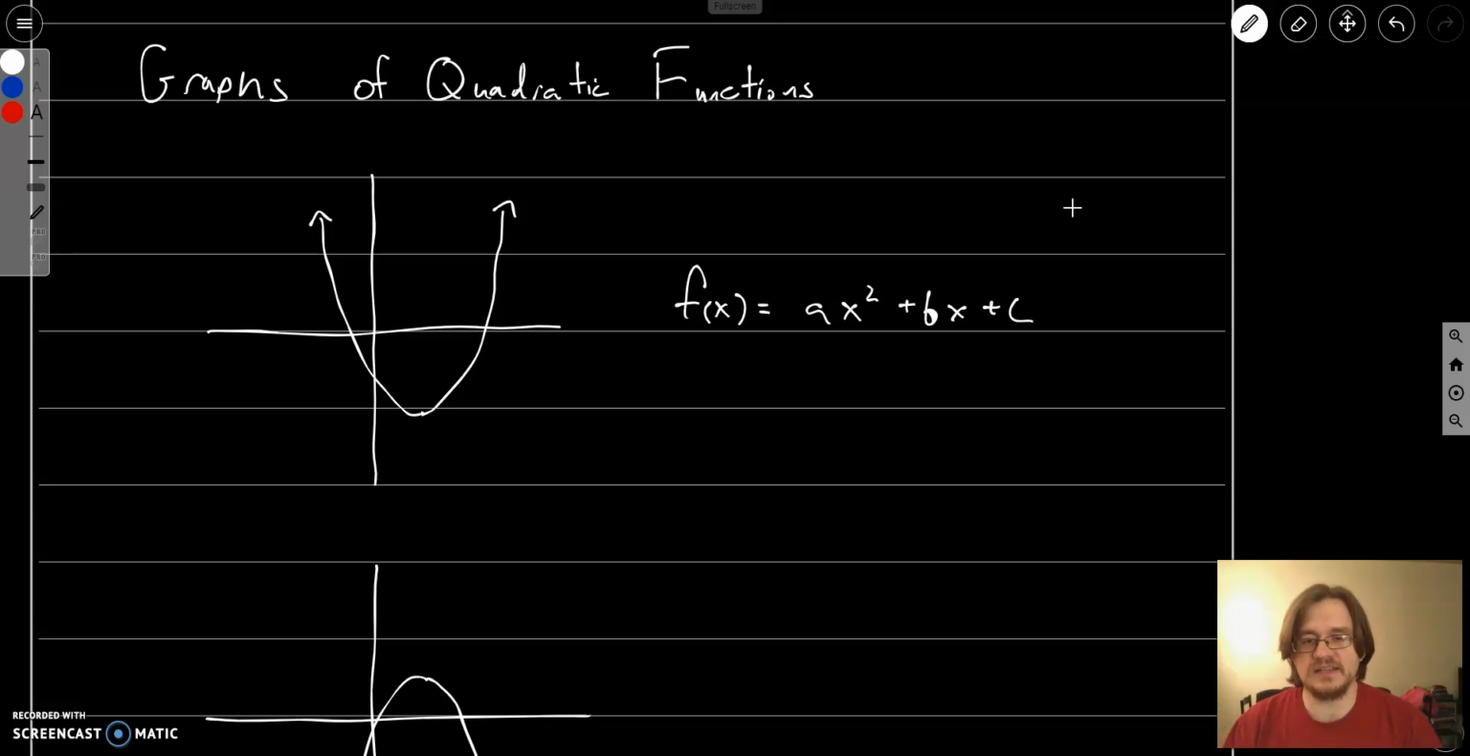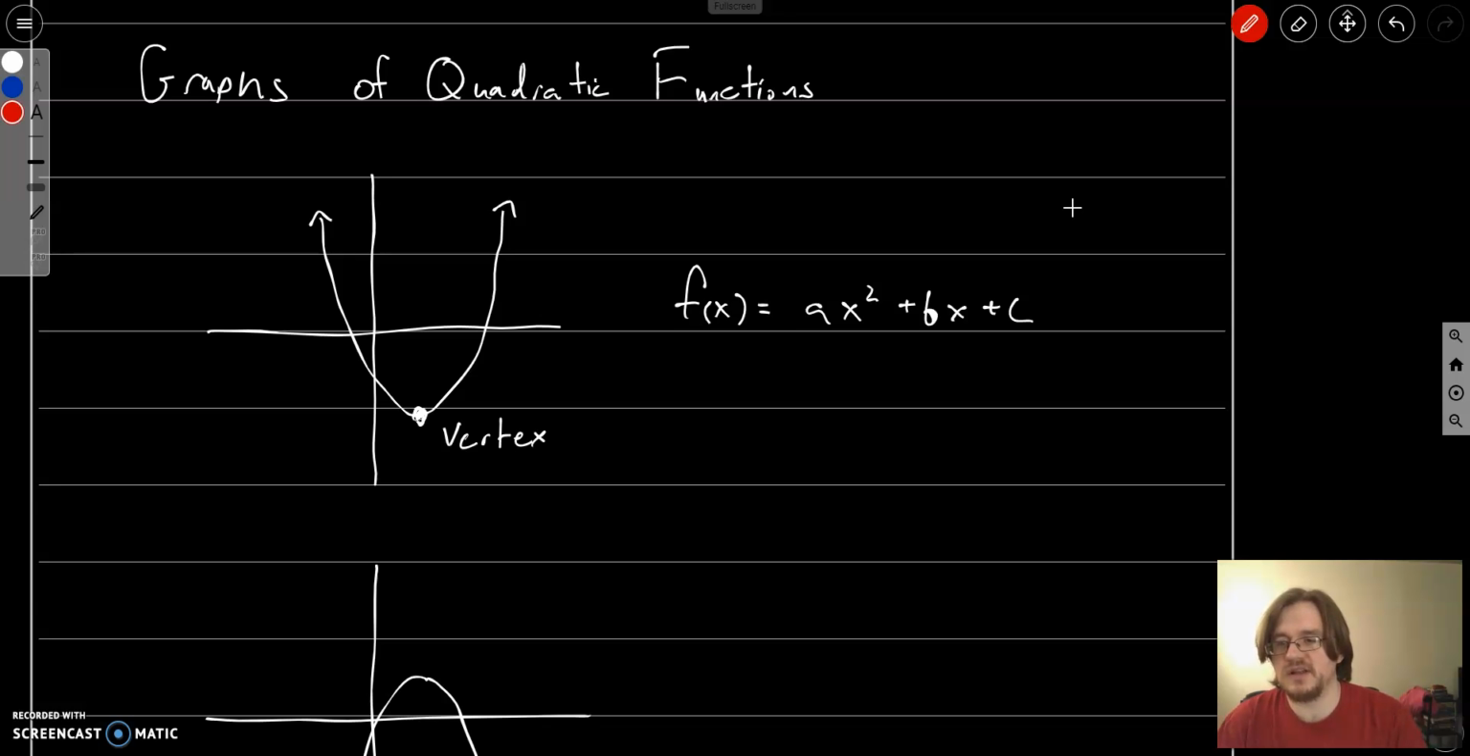And essentially, because we've got this x squared term in here, this is not going to be a straight line anymore. If it was just bx plus c, that's going to be a straight line. It's a linear function. But since we have this x squared term, we're going to get this curve in here. And there's a couple of important features of a parabola, as this is called. One of which is going to be this bottom point here, which is called the vertex.